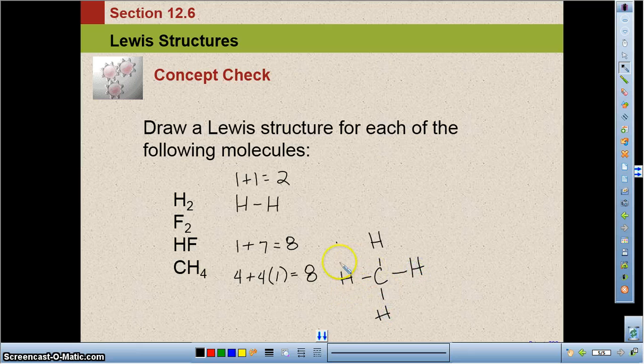We notice that the duet rule is fulfilled for each one of the hydrogens. We also notice that there are 8 electrons around the carbon, because remember that 1 bar is the same thing as 2 electron dots. And we have to have a total of 8 electrons: 2, 4, 6, 8. We have that. So this is the correct Lewis structure for methane.